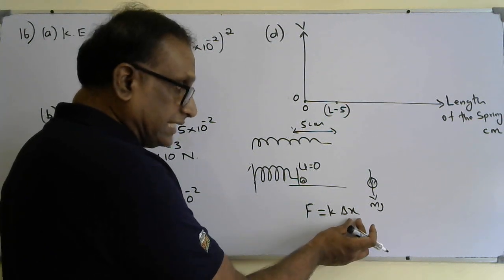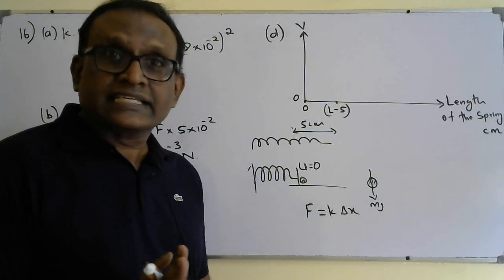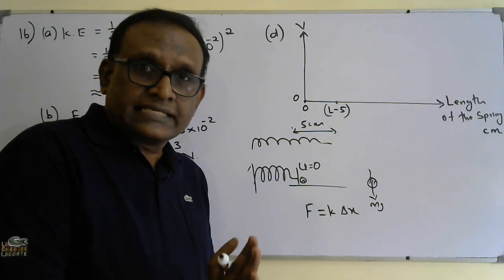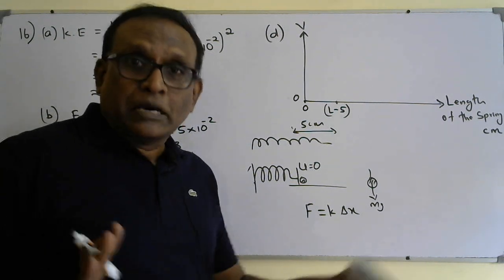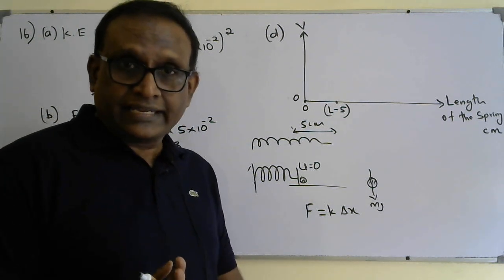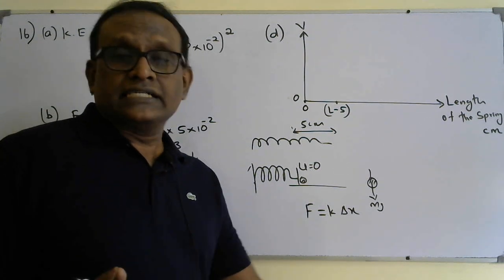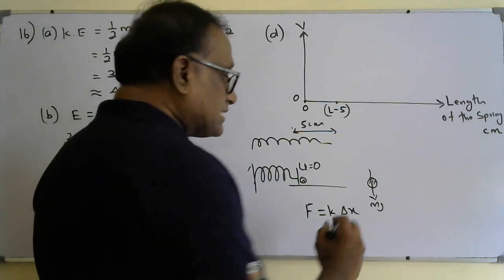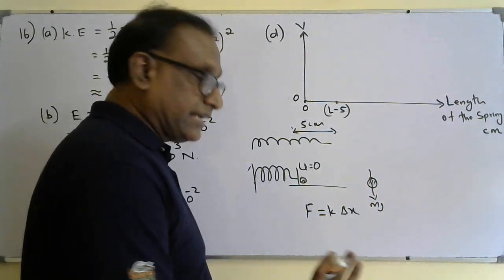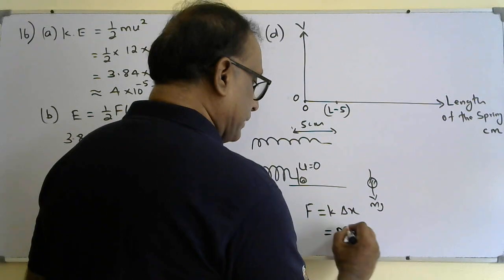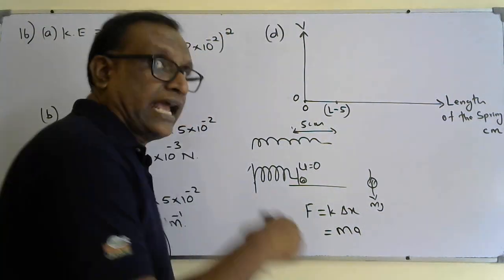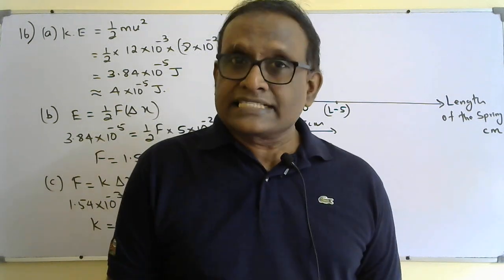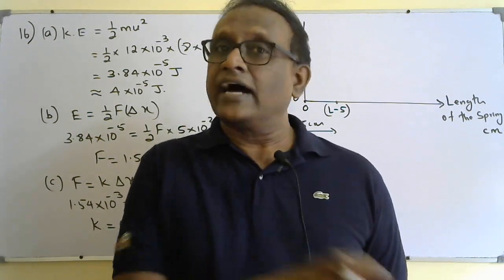Then delta X, the amount of compression, is decreasing from 5 centimeters to 4 centimeters, 3 centimeters, 2 centimeters, like that, as the spring returns to its original length. So the force is going to decrease. Force decreasing means, since F equals ma, the acceleration will decrease. So the velocity is increasing, but acceleration is decreasing with time.